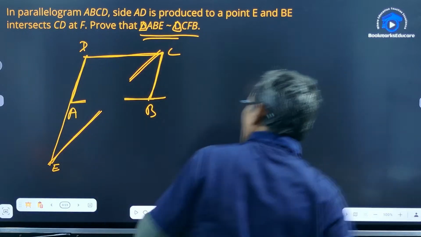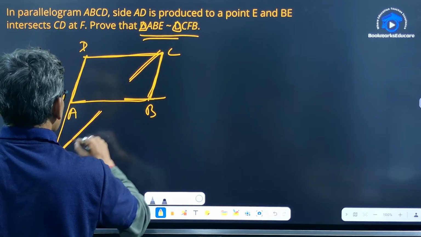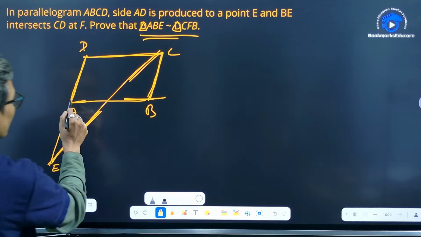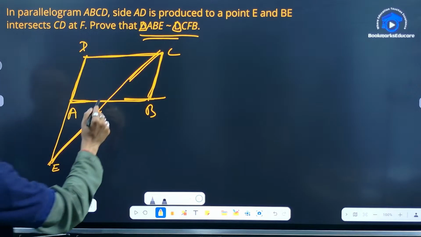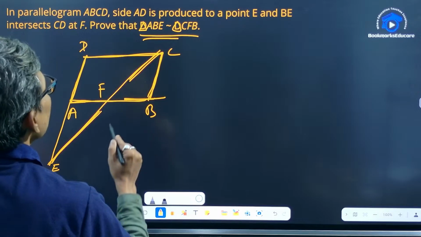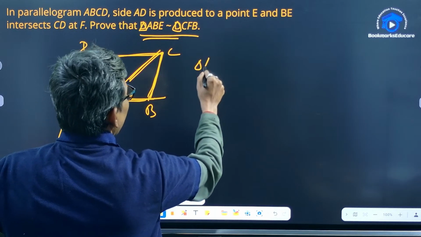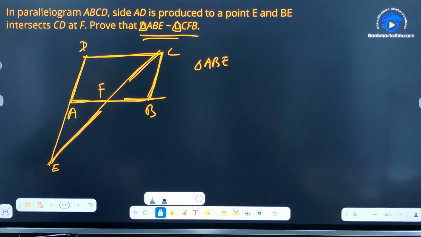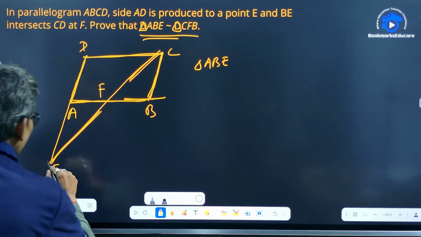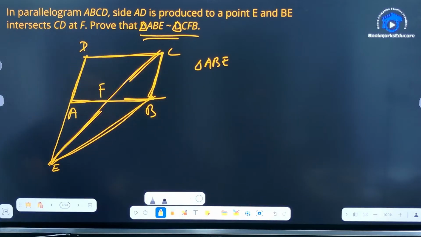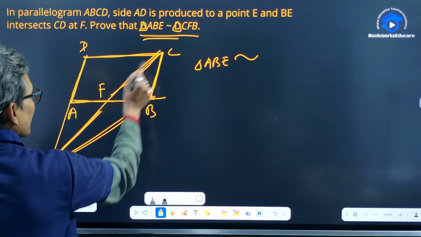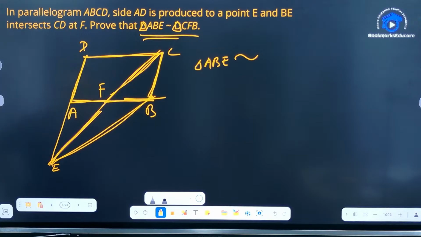I am telling again. Let us draw a parallelogram ABCD in which DA is produced to E. Now joining C and E which meets the AB line at point F, and we have to prove that triangle ABE, so joining BE, triangle ABE is similar to triangle CFB.